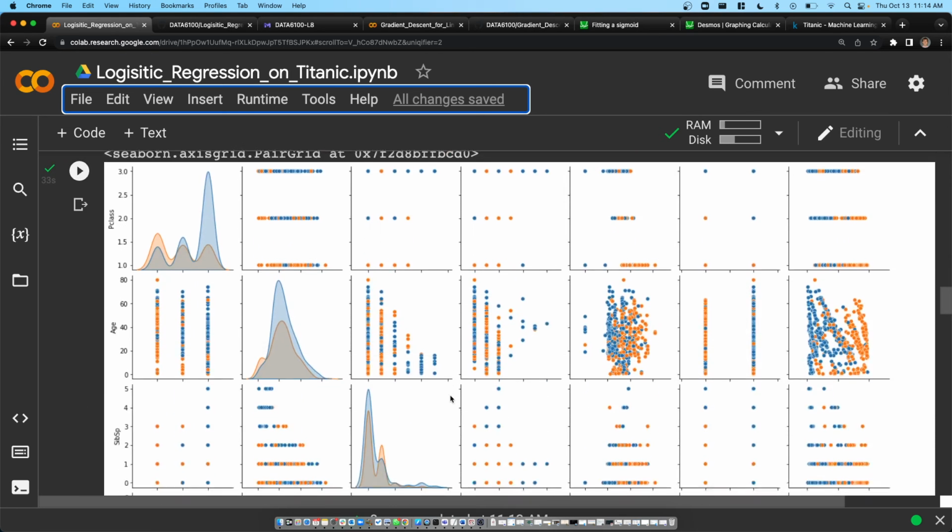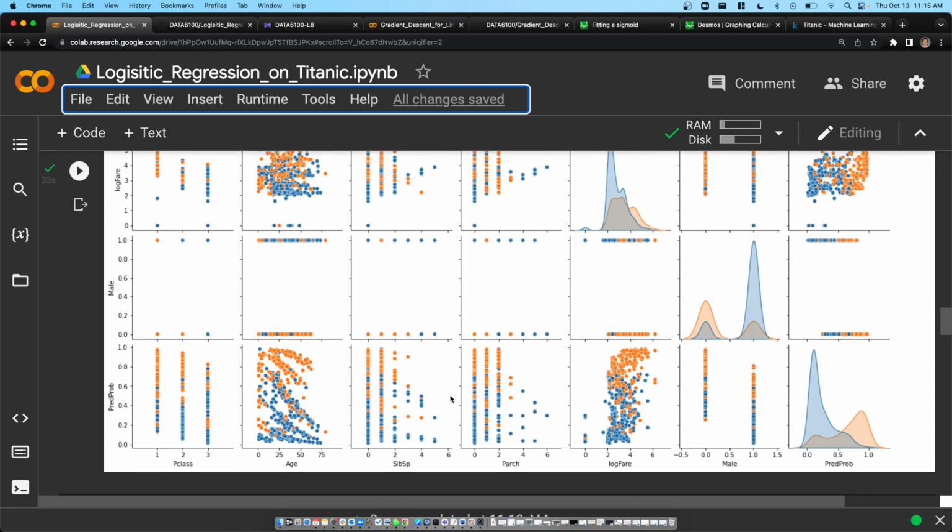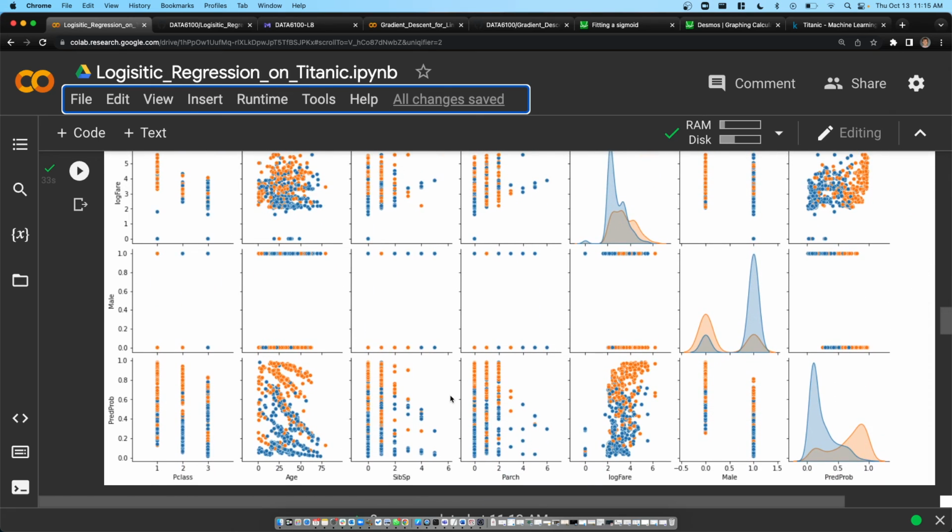But I did make another one of these seaborn plots where I put the predicted probability as one of the variables. You can see that if I predict that you survive, most people survive. And if I predict that you die, most people die. So it's pretty good. It's not bad. And now the question is, can I do better?